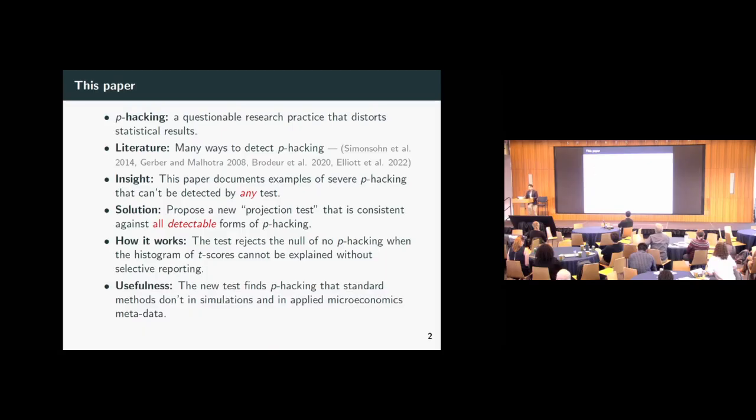Now, is the method useful? Is it an econometric curiosity, or can it actually be used? Well, in an application, I'll find that the method can detect p-hacking in some famous cases where most other methods could not detect any. And I'll show you an example of a simulation where even with a very large meta-study, the standard techniques for checking for p-hacking fail to find p-hacking, but this projection test can find it.